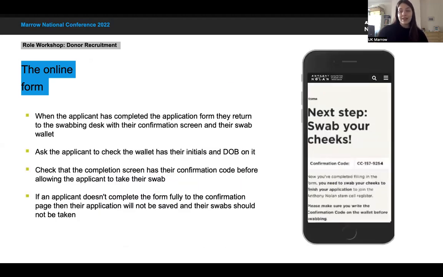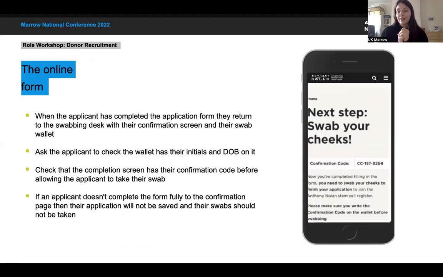And once they've done that, this screen should pop up. Now, what do you do at that point? At that point, they should come to you and say, okay, I've completed it. It says swab your cheeks. And at that point, you grab their wallet. And again, you make sure, are these your date of birth and initials? Is this definitely your wallet?